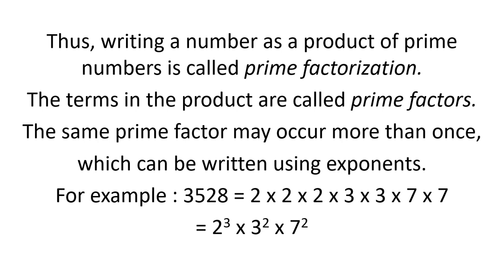So those prime factors which occur more than once, they can be written using exponents. Let's consider one example, 3528. Its prime factorization is 2 into 2 into 2 into 3 into 3 into 7 into 7. So 2 into 2 into 2 can be written as 2 raised to power 3. 3 into 3 can be written as 3 square, and 7 into 7 can be written as 7 square.